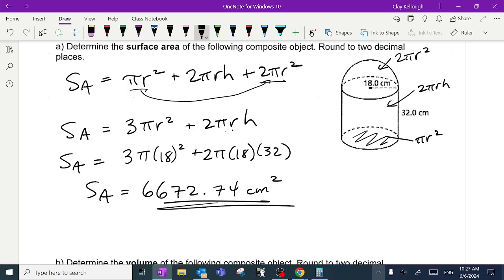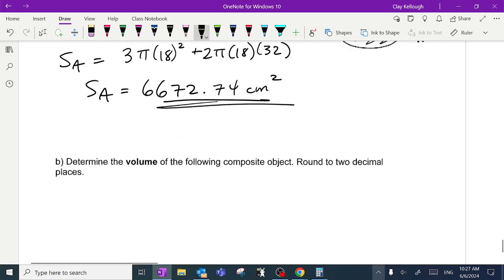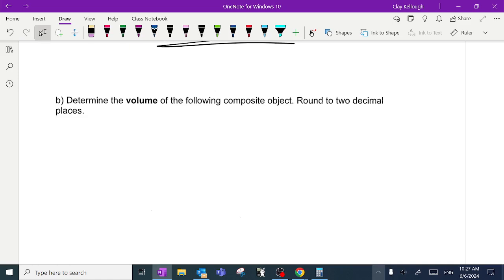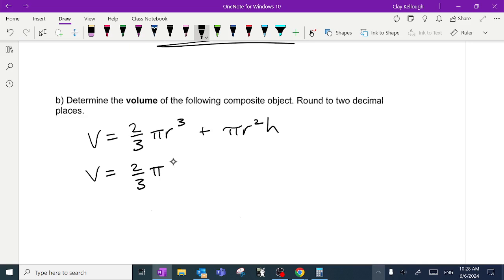Okay, so I had to consider the fact that I had to count how much area there was, and in here we lost 2 circles. Once again, for volume, you don't lose anything. So the volume is the volume of the hemisphere, which is the formula we looked at a little while ago, plus the volume of the cylinder. So plugging in the numbers, that's 2/3 pi times 18 cubed plus pi times 18 squared times 32.